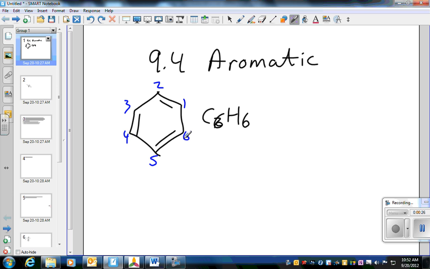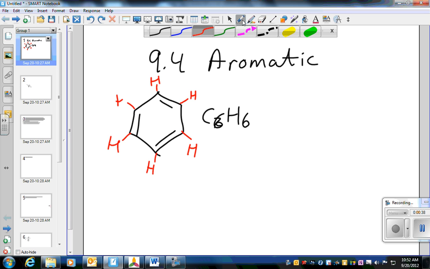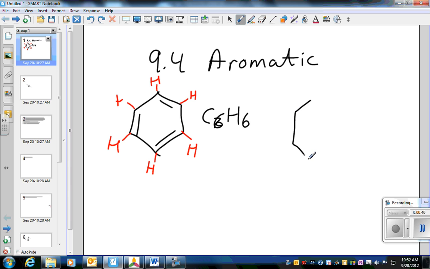Each one has a single and a double bond, meaning that you will have hydrogen attached to each one of these as well to make the benzene ring of C6H6. It doesn't really matter where you put your double bonds if you're showing it with double bonds. As you can see, you're going to wind up with the same configuration.